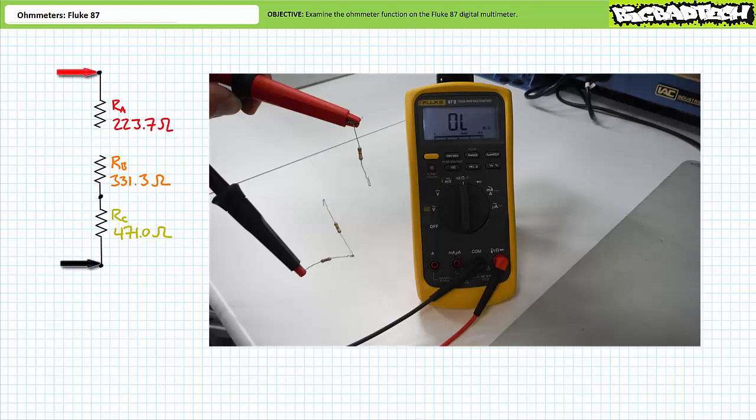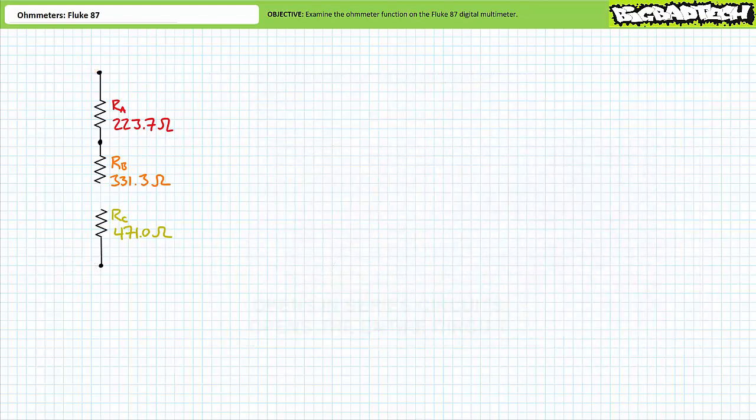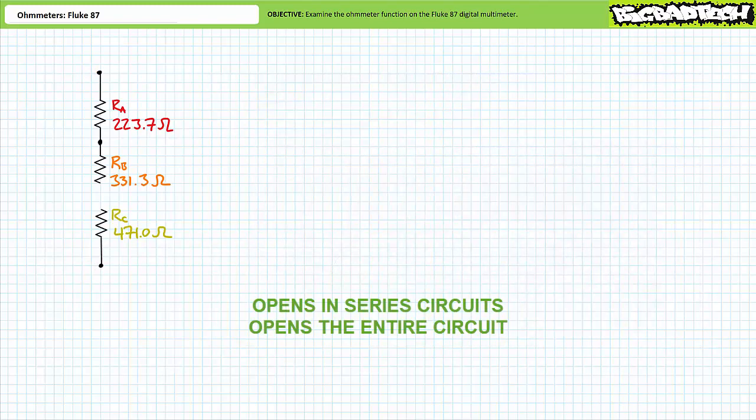An ohmmeter demonstrates that this series combination of three elements, including an open, now presents an infinite resistance because no conductive path exists. Consider the open being relocated between B and C. Again, the ohmmeter demonstrates an infinite resistance because no conductive path exists. In summary, an open anywhere in a series path completely severs that path.